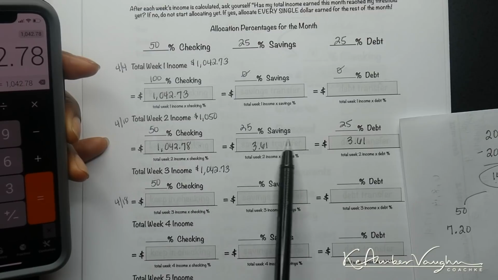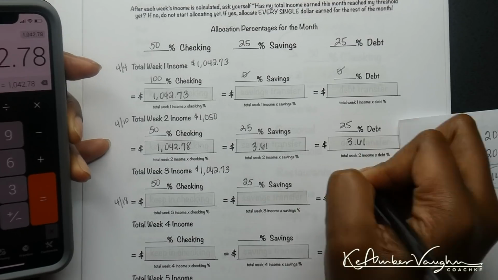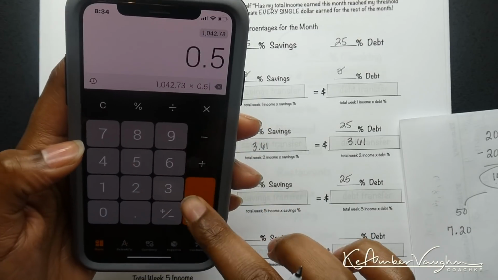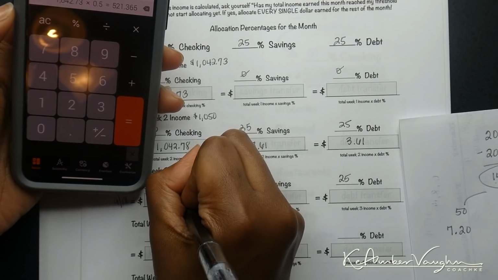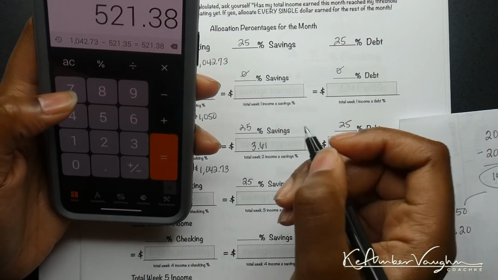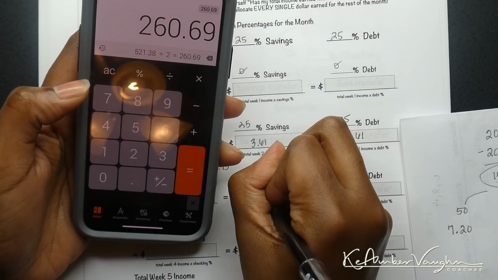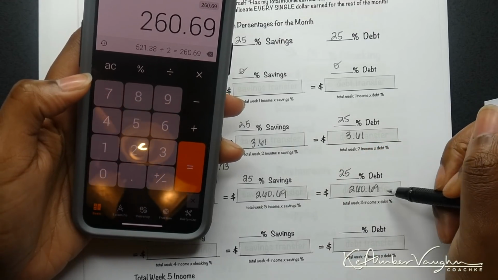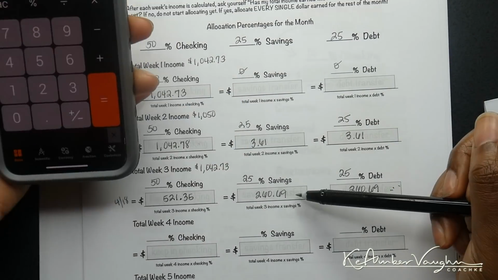And once you have already allocated sometime this month, you know that every single dollar from here on out is allocated. So let's go back to our 1042.73. We're going to multiply that by 50%. 521.35. Is 521.38. We're going to divide that by 2 because this is 50%. So we got 260.69. And this is going to be your extra debt payment for this month, or your snowball payment, whatever you want to call it. And this is how much you're going to send towards savings.